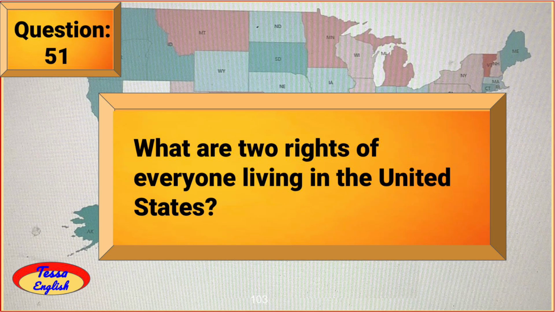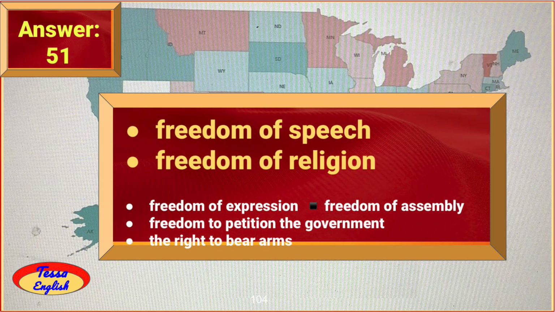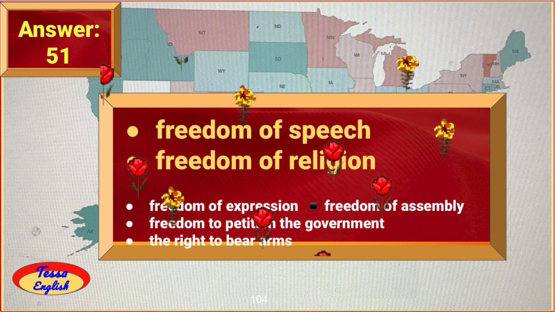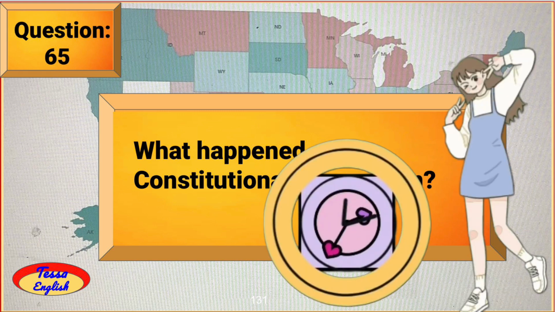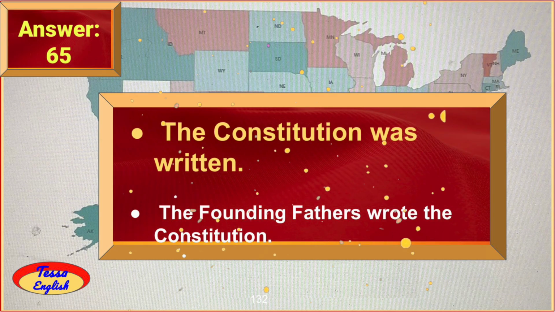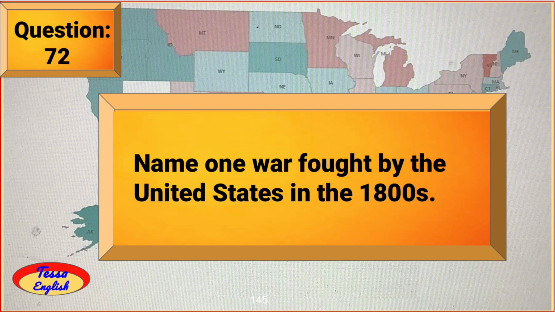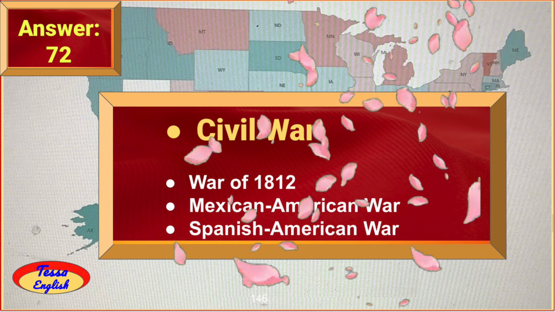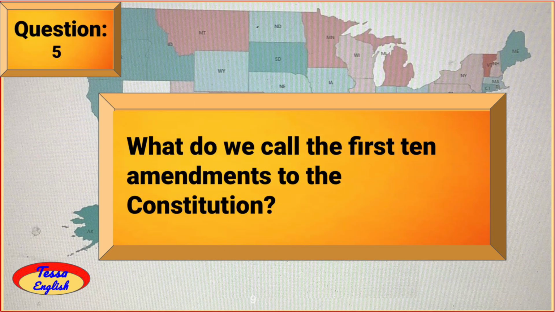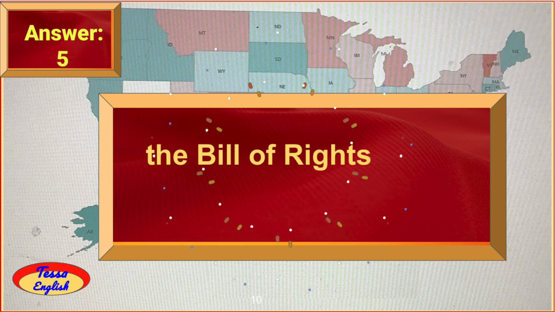What are two rights of everyone living in the United States? Freedom of speech, freedom of religion. What happened at the Constitutional Convention? The Constitution was written. Name one war fought by the United States in the 1800s. Civil War. What do we call the first 10 amendments to the Constitution? The Bill of Rights.